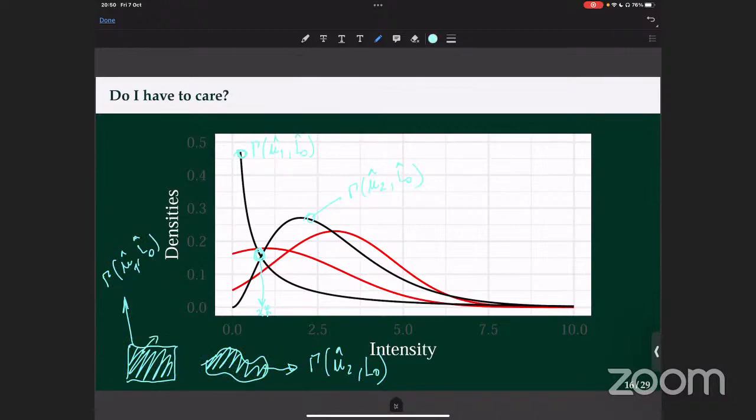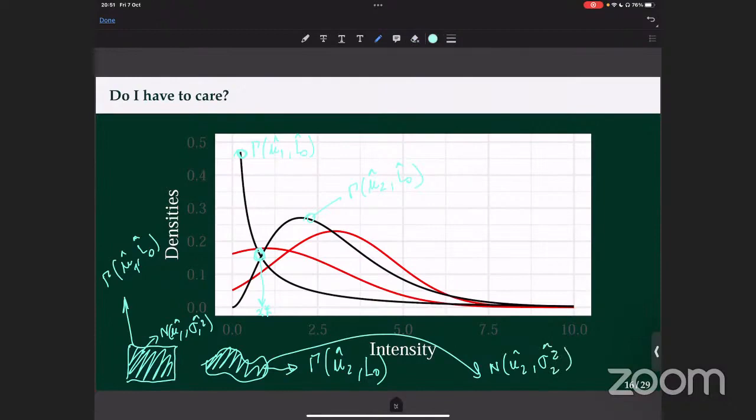With this sample, I estimate the mean and the variance of a normal distribution. And with this sample, I estimate the mean of another normal distribution and the standard deviation of this other normal distribution.